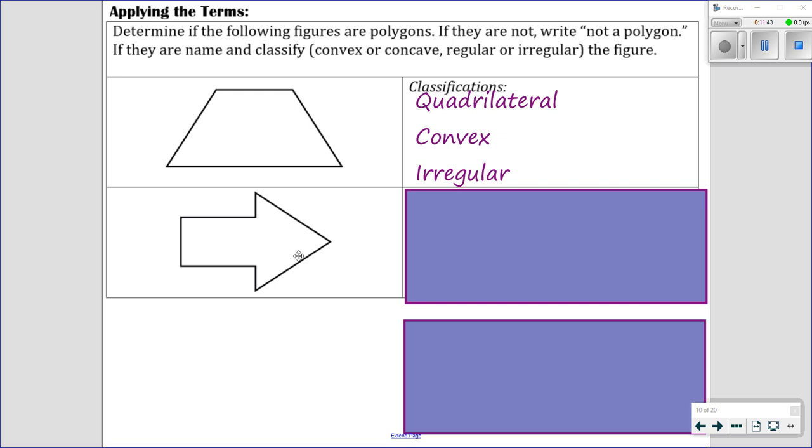Is this a polygon? Yeah, it is a polygon. What type of polygon? Let's count the sides. 1, 2, 3, 4, 5, 6, 7. Septagon. Is it convex? Concave? It's concave because some of the angles are pointing inward. Is it regular or irregular? It's irregular.